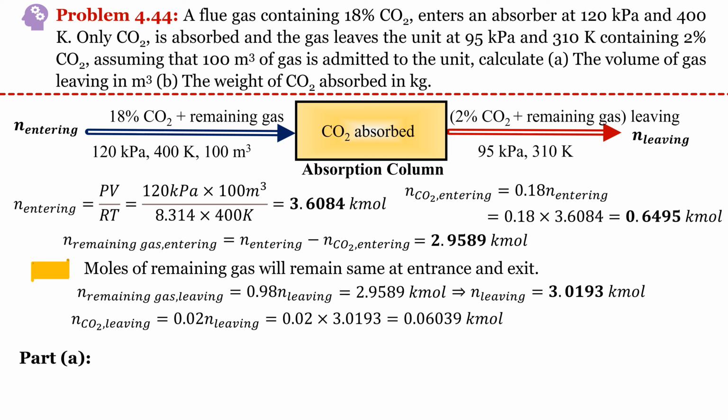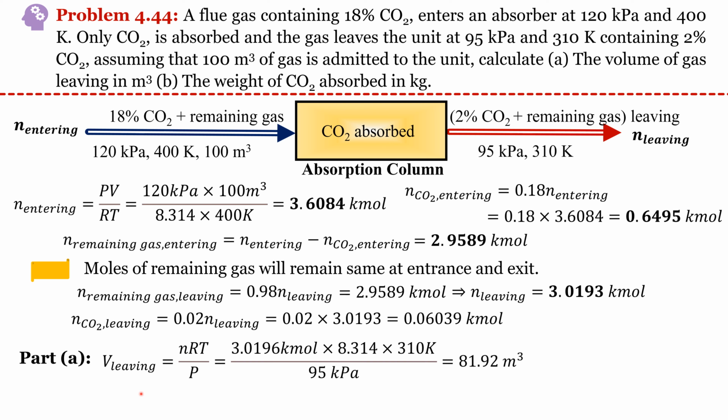Now in part A we need to estimate the volume of gas leaving. So volume of gas we can easily estimate because temperature, pressure are known and N leaving we have already estimated. So V leaving will become equal to nRT by P. So number of moles, temperature and pressure are known. So V leaving will come out as 81.92 meter cube.